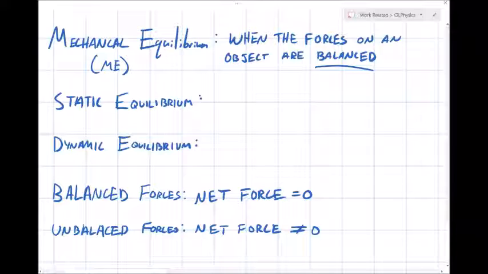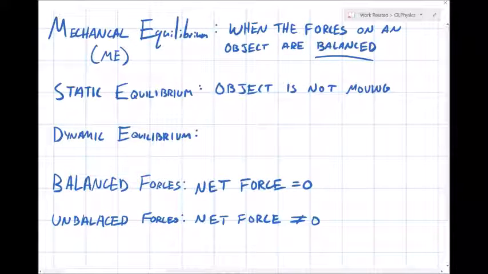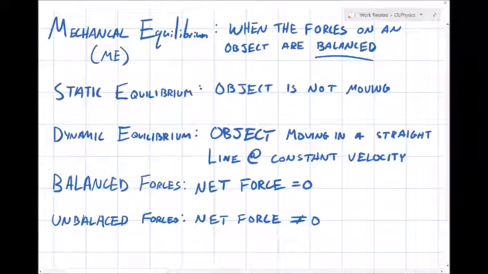There are two types of mechanical equilibrium. One is static equilibrium. This is when an object is not moving, in your frame of reference at least. And then we have dynamic equilibrium, and this is when an object is moving at a constant velocity, which means that it's also moving in a straight line, because if you turn, remember, you're changing your velocity. So we are going to look at a couple of different cases for all of these, and then we're going to look at how the math works out.